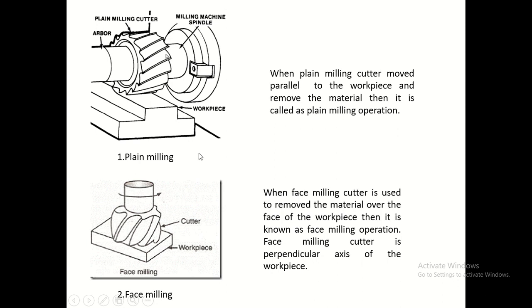Let's see the plain milling operation. Why is it called plain milling operation? This is a plain milling cutter. When the plain milling cutter is moved parallel to the workpiece and removes the material that way, then it is called the plain milling operation. This is the workpiece and this is the milling cutter. It removes the material parallelly, then it is called the plain milling operation.